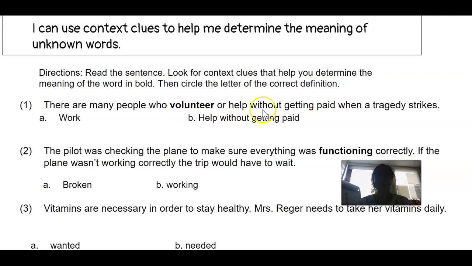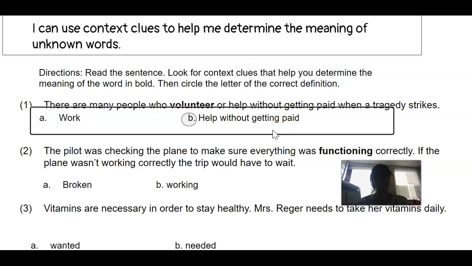So now let's choose the right letter or plug in. Work. There are many people who work or help without getting paid when a tragedy strikes. Well, I know if you work, you're getting paid, so that doesn't make sense. There are many people who help without getting paid or help without getting paid. That's the same thing. It must be B. Let's move on to number two.